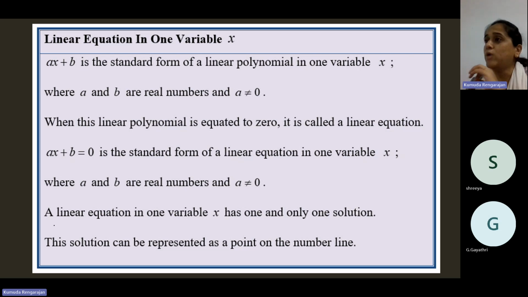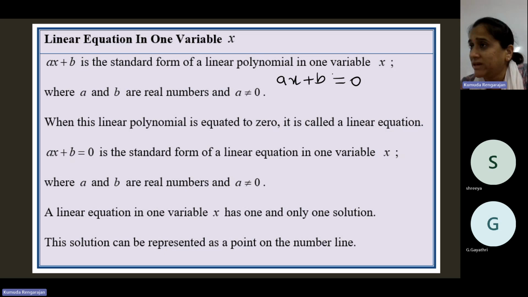Now, when a linear polynomial is equated to 0, it's called a linear equation. So if you equate this linear polynomial in one variable x to 0, it's called a linear equation in one variable x. When a linear polynomial in one variable x is equated to 0, when you say it is equal to 0, it's called a linear equation in one variable x.